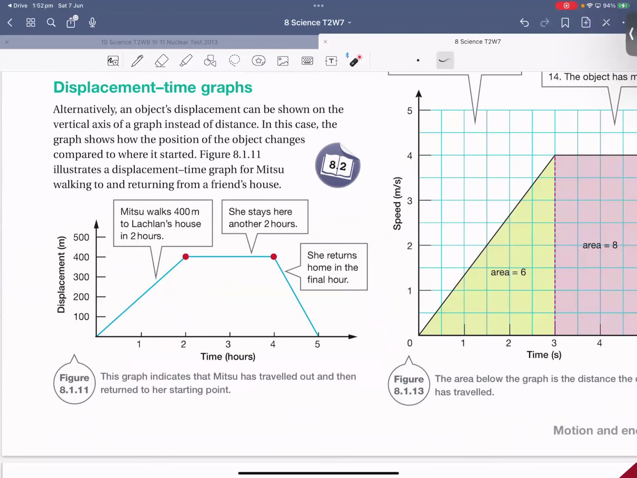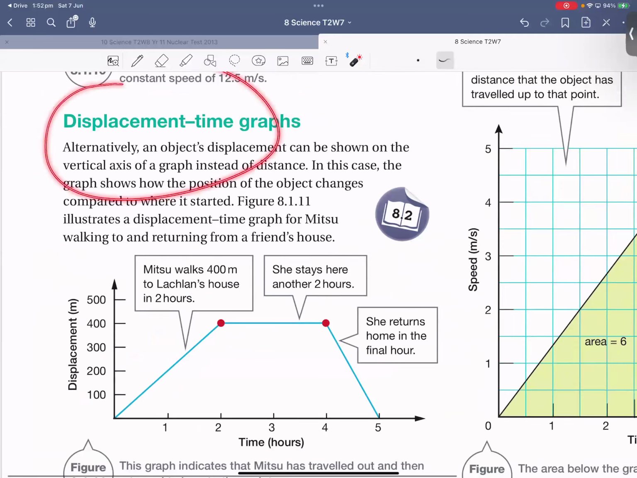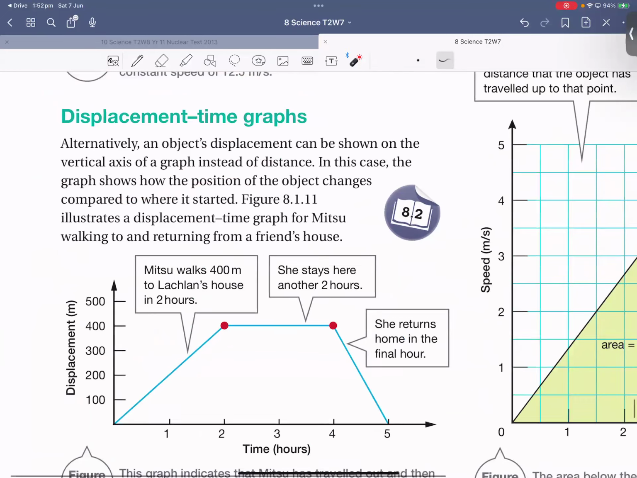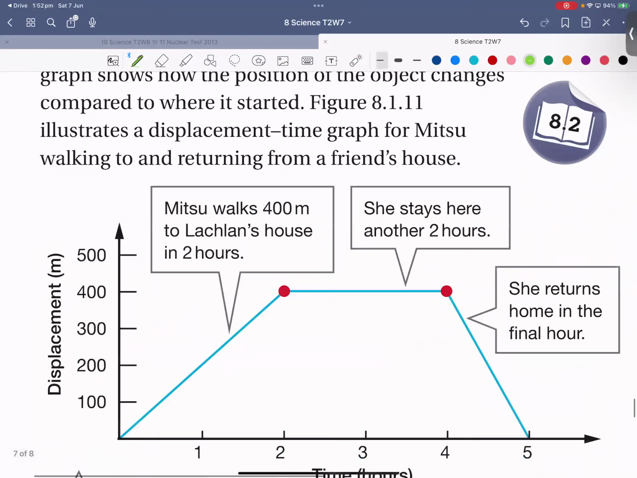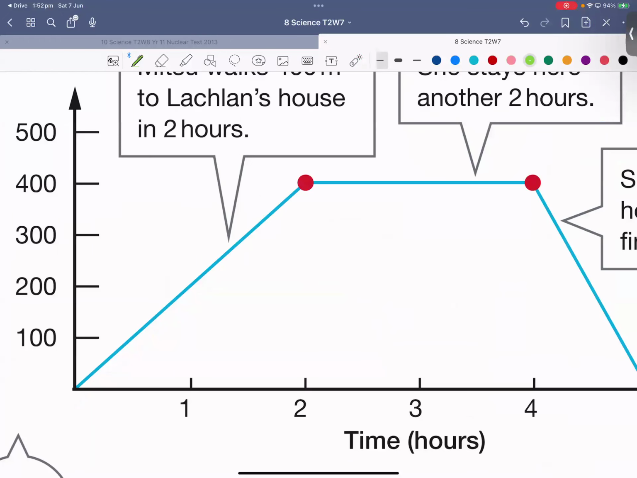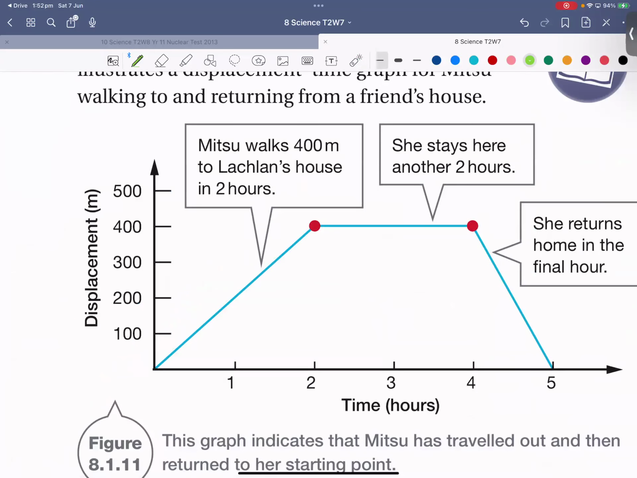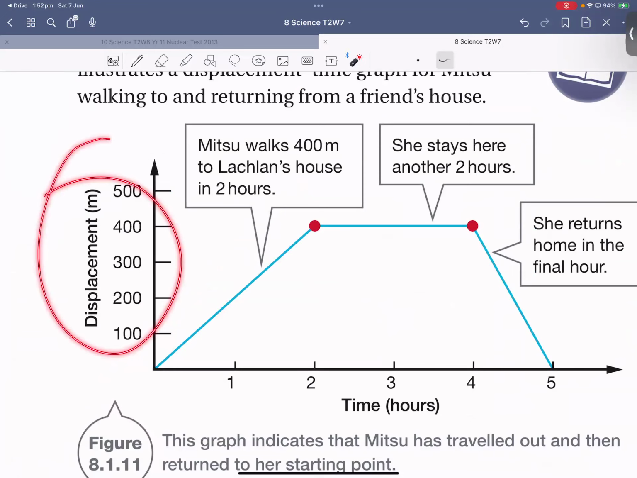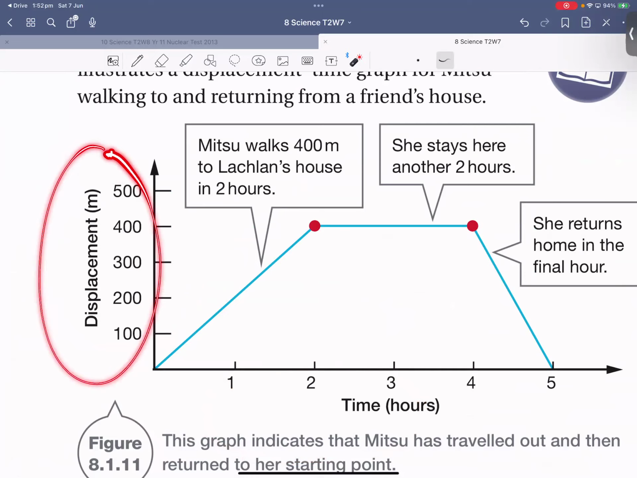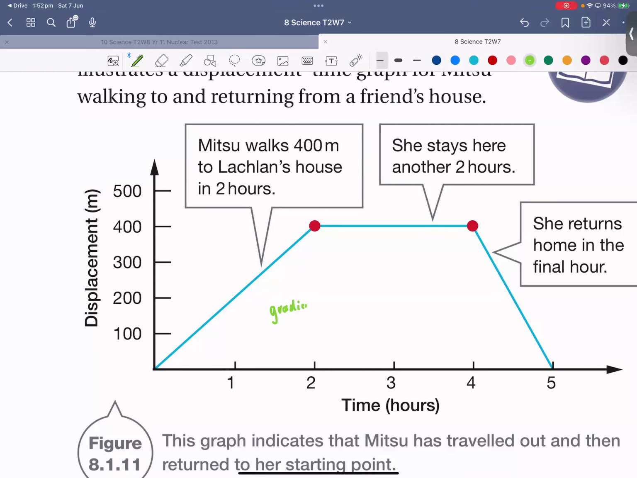Guys, displacement time graph. Again, I want to know what the gradient is equal to. How do I find what the gradient is? Yes. Gradient, distance over speed. That's none of these words. Is this distance? Where is distance? Guys, what's this equal to?